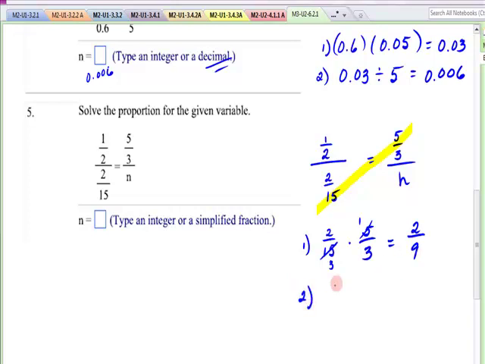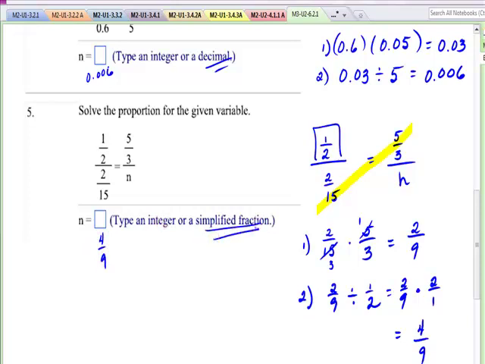Step number 2, we're going to take that 2/9 that we just got, and we're going to divide it by the number we haven't used yet, which is 1/2. Division of fractions is keep, change to multiplication, flip the second fraction. 2 times 2 is 4, 9 times 1 is 9. N will be 4/9. And you can see in this one an integer or a simplified fraction. Okay.